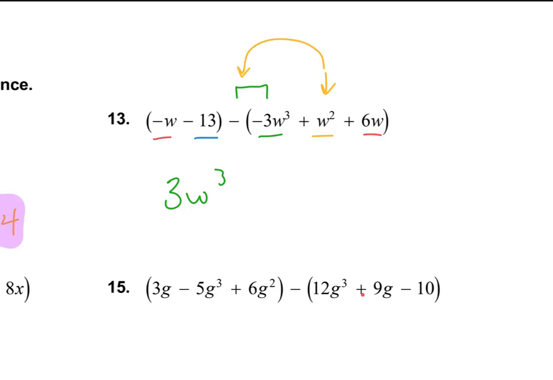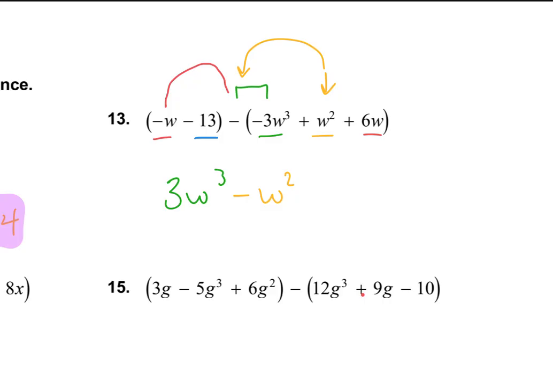Negative w squared is just negative w squared. Obviously, I call this w squared. I didn't call it positive w squared. I think that's something that we don't usually do. If we don't say that it's negative, automatically it's positive, right? Now, this one is going to take a little bit of thought.